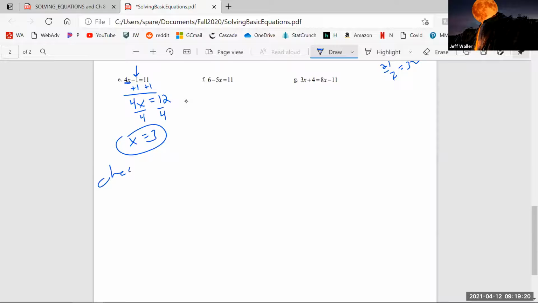And then check. Oh yeah, I wanted to save some space here. 4x minus 1 equals 11. 4 times 3 minus 1 equals 11. 12 minus 1 equals 11. Check. I like it. So you guys do part F. Don't say anything. Just do it.